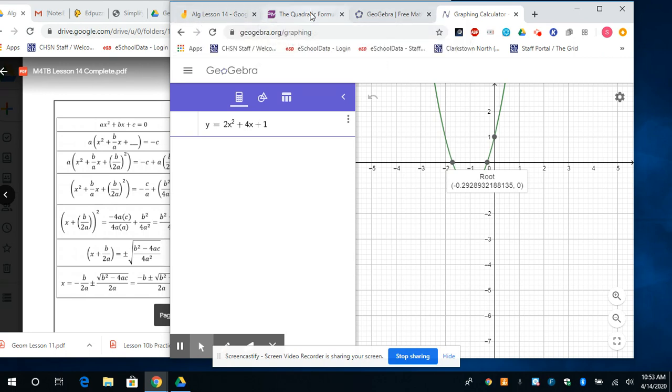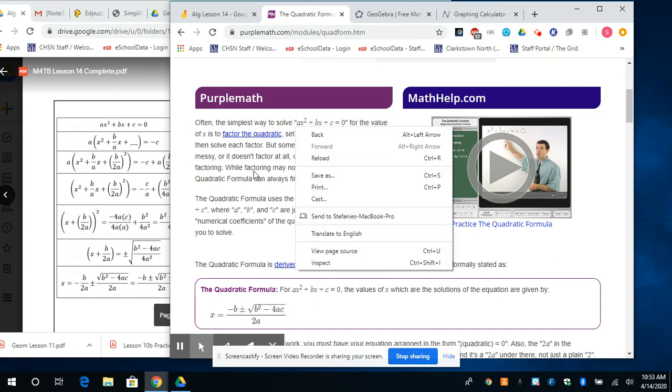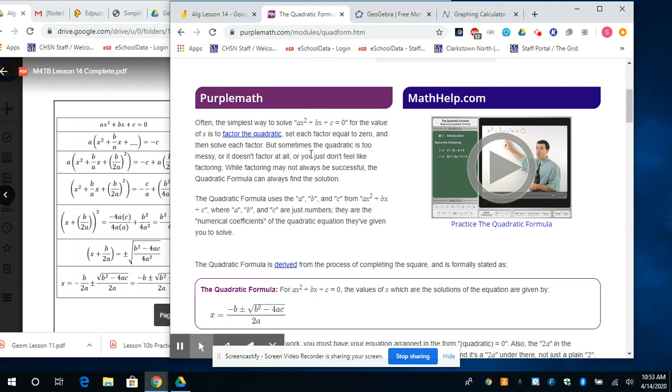So the reason we use the quadratic formula, again, it's another factoring tool. And I'm reading here. So often the simplest way to solve ax squared plus bx plus c equals 0 for the value of x is to factor the quadratic, set each factor equal to 0 like we've done, right? And then solve each factor. But sometimes the quadratic is too messy or it doesn't factor at all. Or you just don't feel like factoring. So this is a method that will always work. You will always be successful if you do it right.